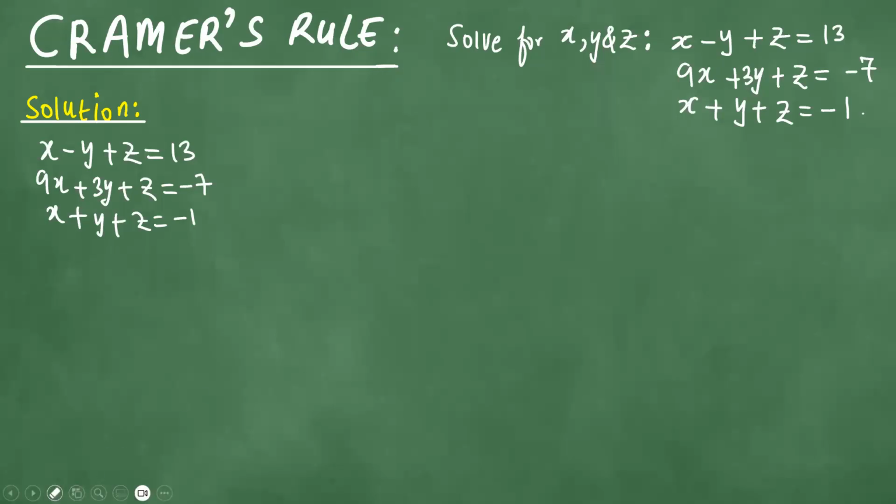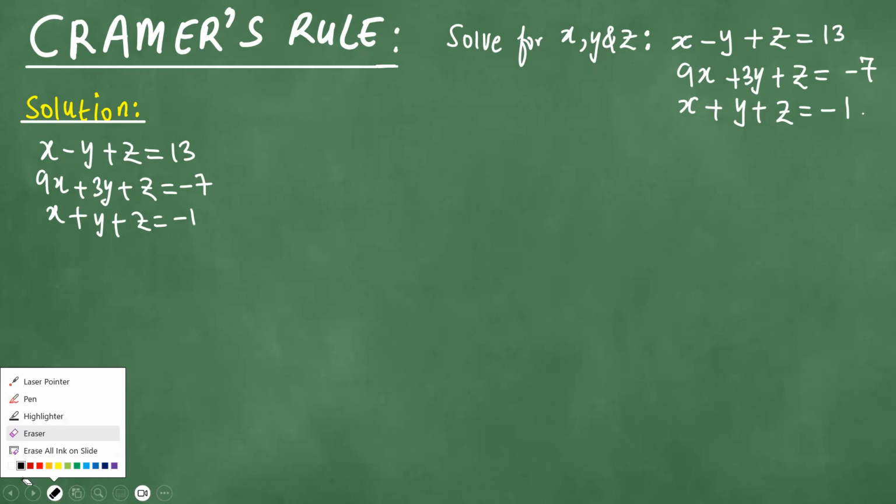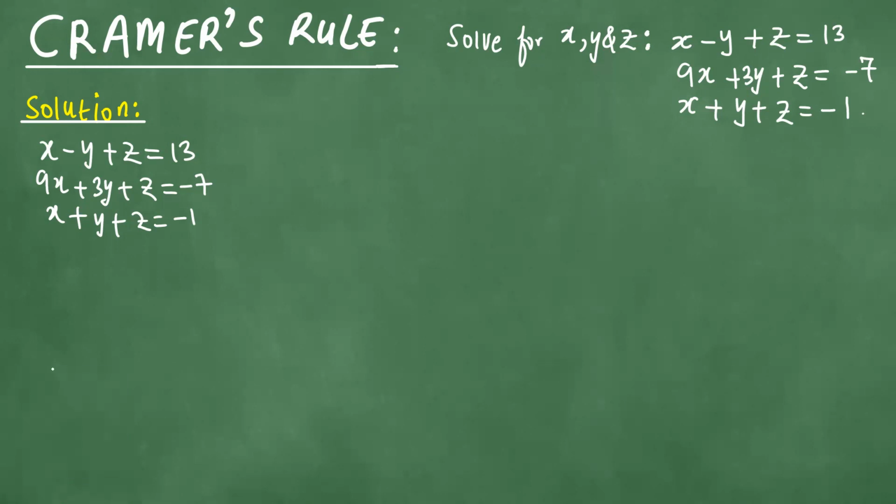Right, we want to proceed to solve this system for x, y, and z. First, we write down the system of linear equations. This means that we can write down the corresponding matrix equation.